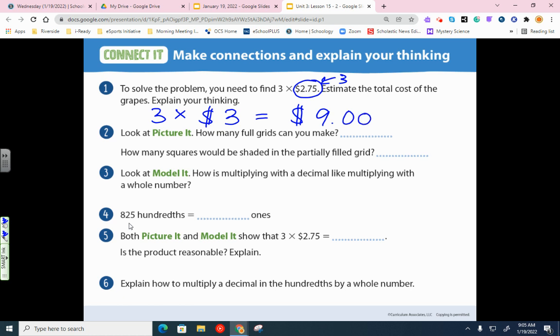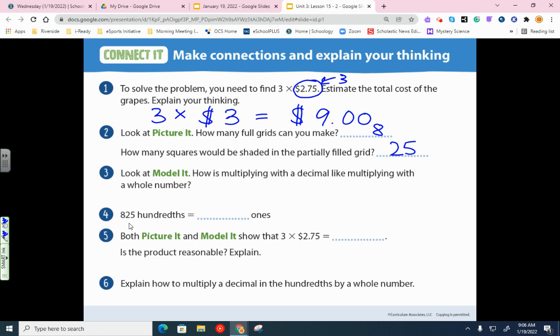All right. So we have $9 right there for that. So 3 times $3 is $9. For 2, let's look at the picture. How many full grids can we make? We talked about that earlier. We can make 8 full grids. How many squares would be shaded in the partially filled grid? That'd be 25, and these would be hundredths. So that would make sense.